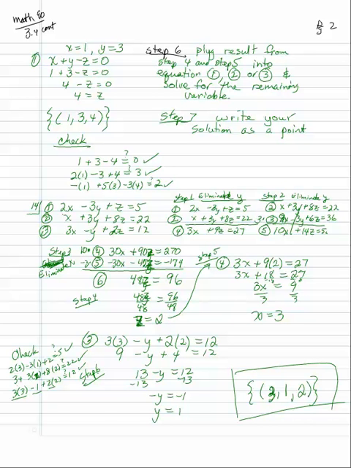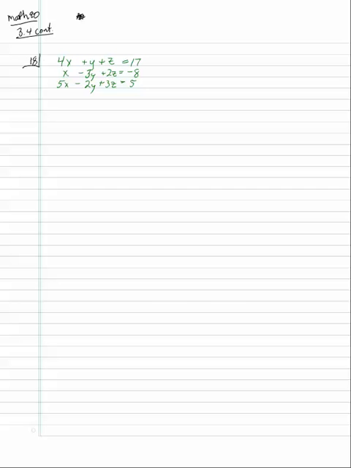All right, so on to some special cases. Look at number 18. Again, label 1, 2, 3. Step 1, let's get rid of a variable using 2 equations. Let's get rid of x this time. So if I take equations 1 and 2, eliminate x.